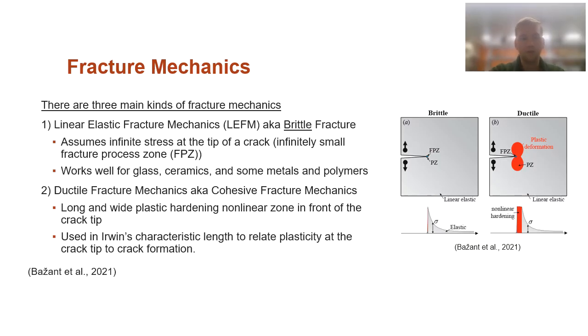Next up would be ductile fracture mechanics, where we have, again, a very similarly small fracture process zone, but this kind of wide plastic zone where things can deform, and that's where you're seeing ductile behavior happen. If you were to bend aluminum or something, that's where that would be happening. And we're also going to see Irwin's characteristic length come into play again for that, and it'll play for LEFM as well.